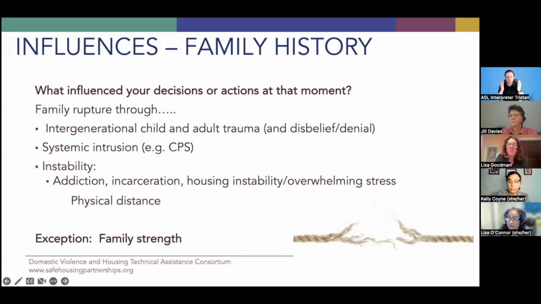There were several exceptions I want to make sure to highlight, where survivors talked about incredible family strength and how family members would be there for them no matter what the risk even. But those were the exceptions, not the rule. So next slide, please.